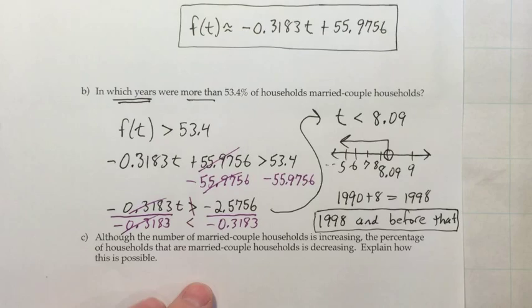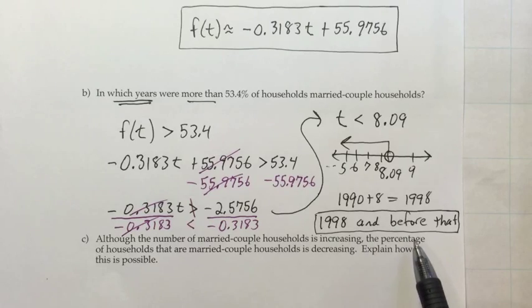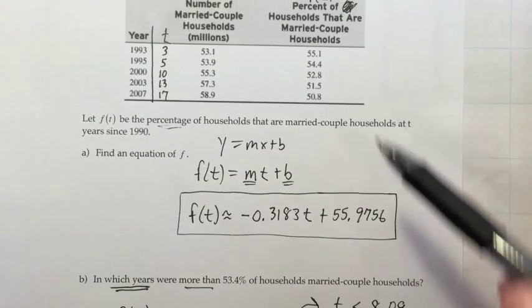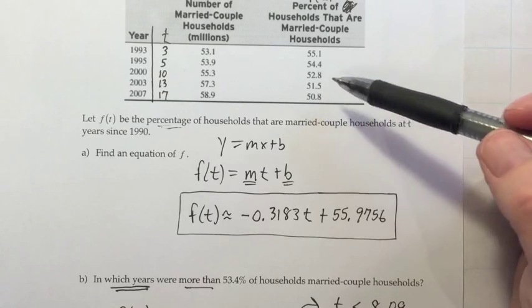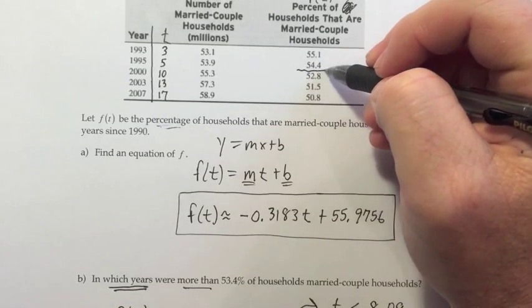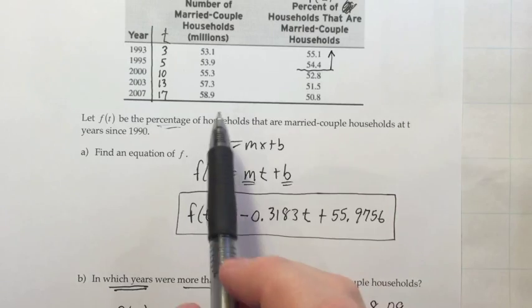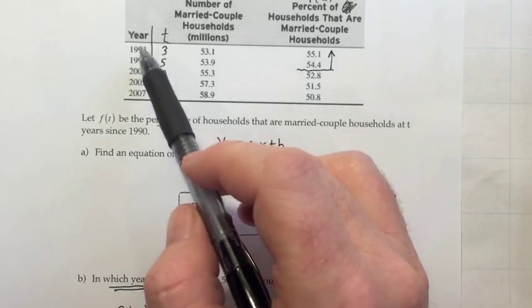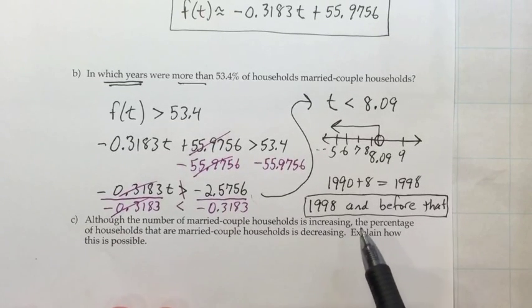So in which years were more than 53.4% of households married couple households? 1998 and before that would be the answer. Let's just think about real quick, does that make sense? So we look at the percentage, and we notice that the percentages are getting bigger. So if they want it to be more than 53.4, then that would be somewhere in between these is where 53.4 happens, and going that way is when it would be more. We came up with 1998, which is in between the 95 and 2000, and we said before, which makes sense because the 95 and 93 are the ones that work and are bigger than that. So the inequality helped us figure out what year that happened, even though that year didn't show up in our data set.